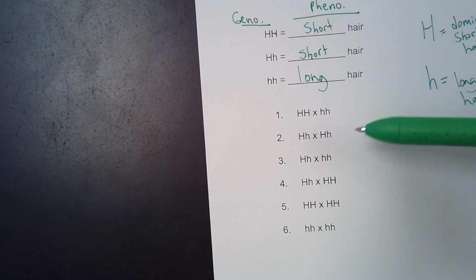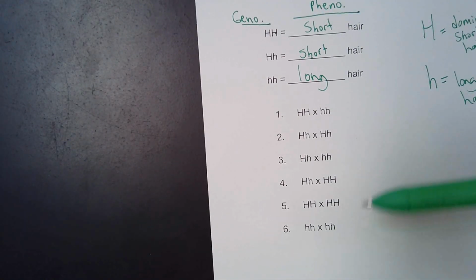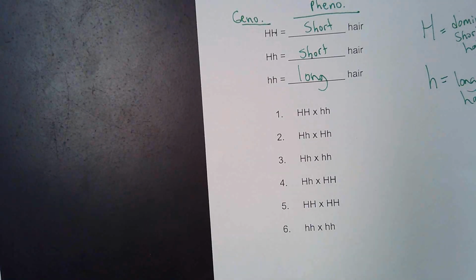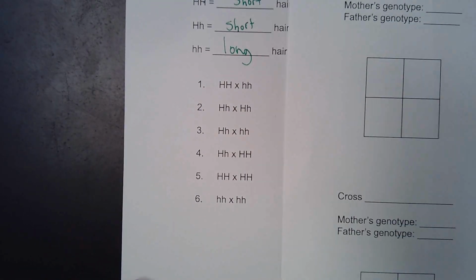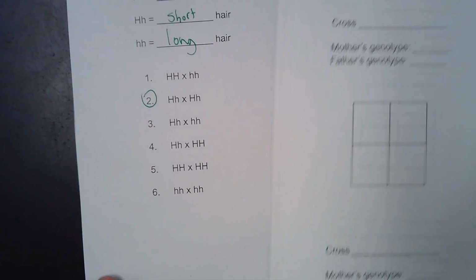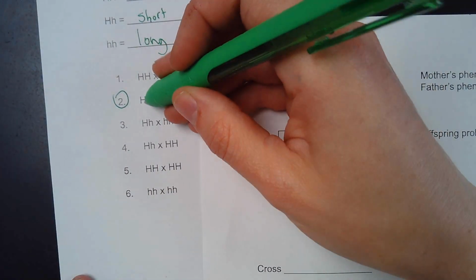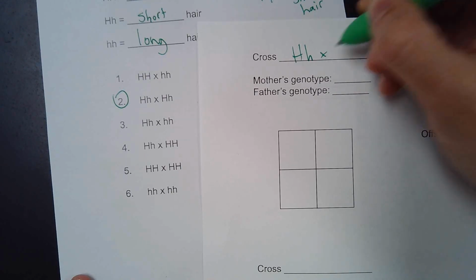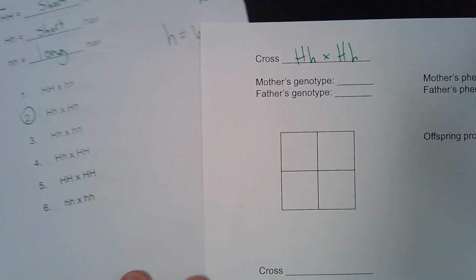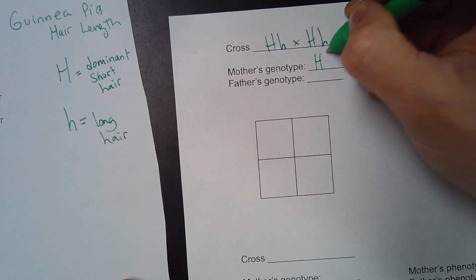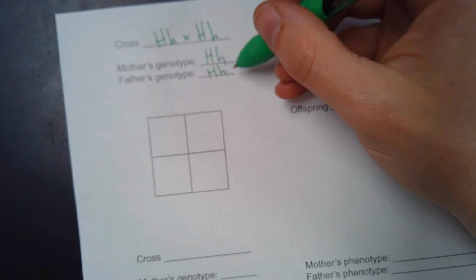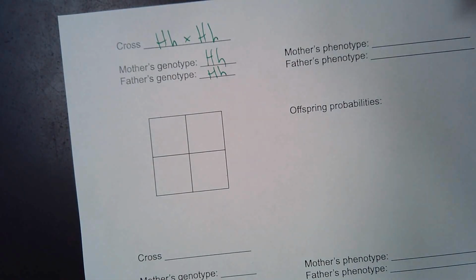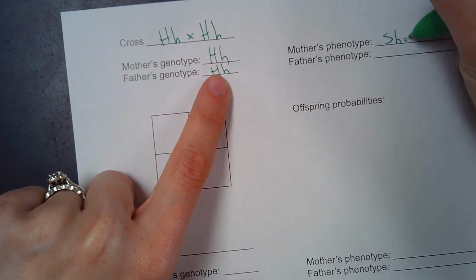And so I gave a bunch of different practice crosses. And a genetic cross is when you take the 2 genotypes and you cross them and you want to predict what their offspring will be like. So I'm going to do number 2. So the cross is big H, little h, crosses with big H, little h. And so we'll just say that the first one is the mother and the second one is the father. So their genotype is big H, little h, but their phenotype, if we remember, is going to be short hair.